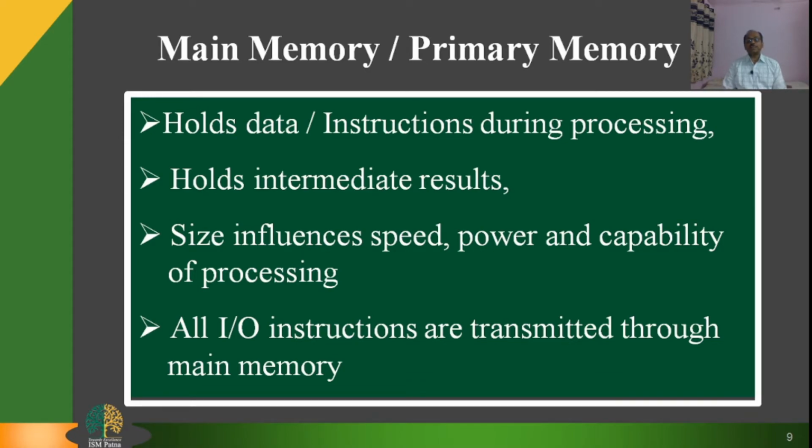Its size influences speed, power and capability of processing. All input output instructions are transmitted through main memory. So whatever is to be processed all goes to the processor through primary memory or main memory. Direct secondary memory is not accessible to the processor.